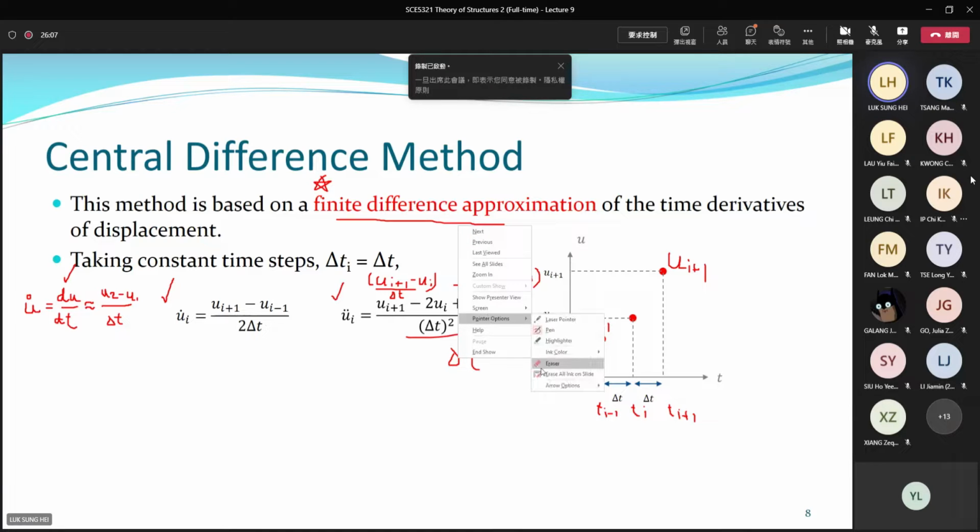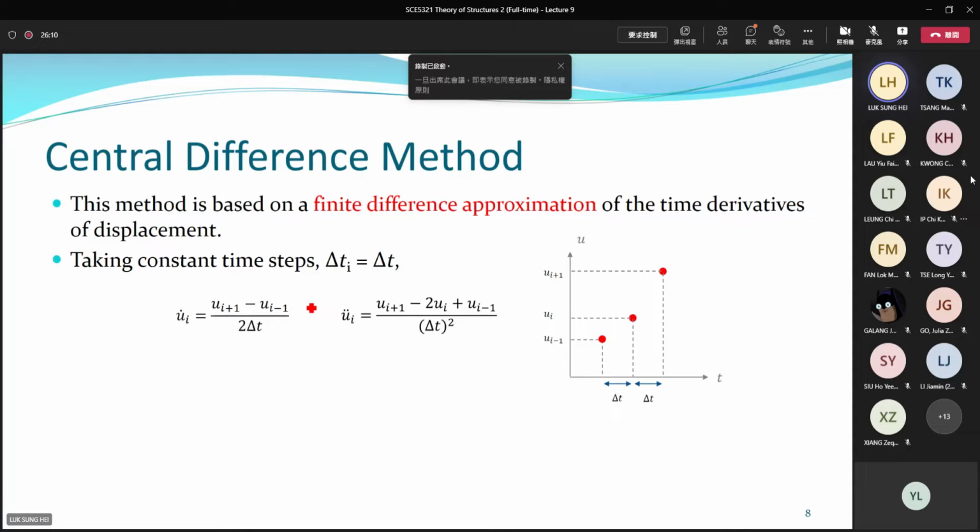This is the so-called finite difference approximation. No calculus involved right now, it just depends on simple addition, subtractions, and divisions, right? The beauty here is that velocity can be described using displacement. Acceleration is also described only using displacement u. There is no velocity involved in the equation right here.